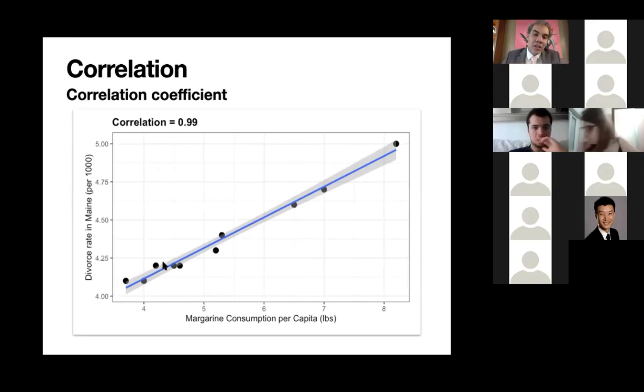This scatter plot has a correlation of 0.99, and it says that the margarine consumption per capita is nearly perfectly correlated to divorce rate in Maine. So this means that when you eat more butter, you have much more chance of divorce. Okay? So you see, you can find correlations everywhere. Correlations are only associations, okay?